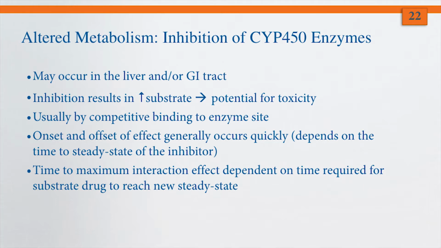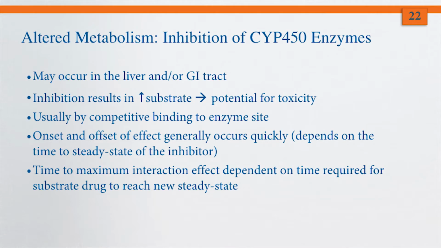When we inhibit CYP450 enzymes, we increase exposure of the substrate because we've reduced its metabolism. The biggest concern with this is increased toxicity with higher plasma concentrations of drug. This is typically through competitive binding to the enzyme site. The onset and offset are generally relatively quick, and the time to steady state or maximal effect is the time it takes for our substrate to get to steady state. And I'll show that in a cartoon on the next slide.